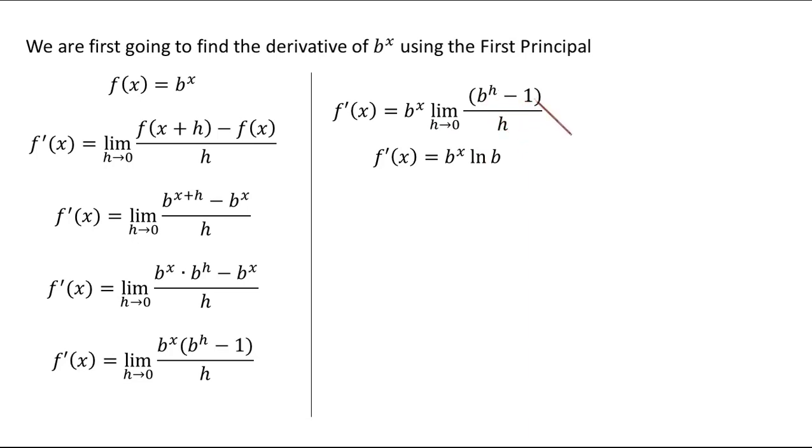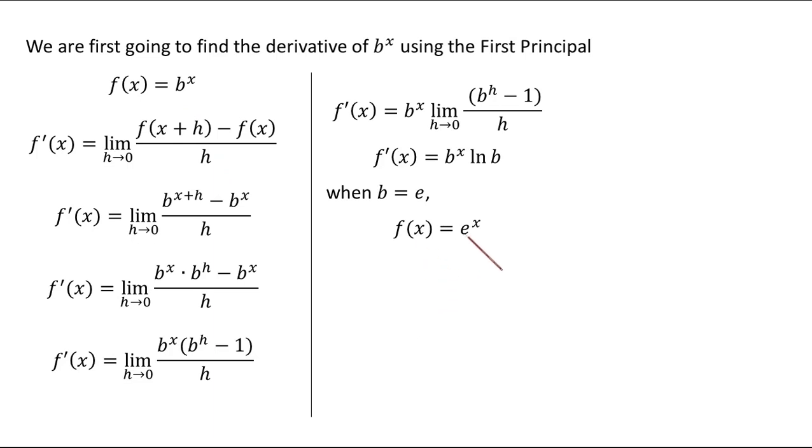Similarly, (b raised to h minus 1) the whole upon h, where h is going towards 0, will be log of b. So the derivative of b raised to x is nothing but b raised to x natural log of b. So in order to find the derivatives of such exponential functions, the natural log comes up. And when b is equal to e, we substitute e instead of b.